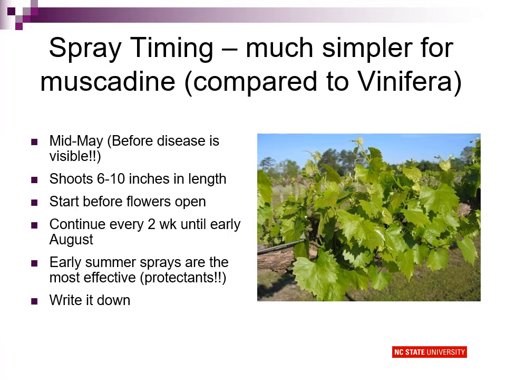Spray timing on muscadines is a lot simpler than vinifera grapes. There's just a lot of products we don't have to use. Generally tell folks to start spraying muscadines in mid-May when the shoots are 6 to 10 inches in length and before the flowers open, and continue every 2 weeks until early August.